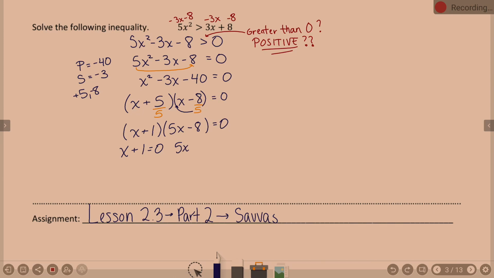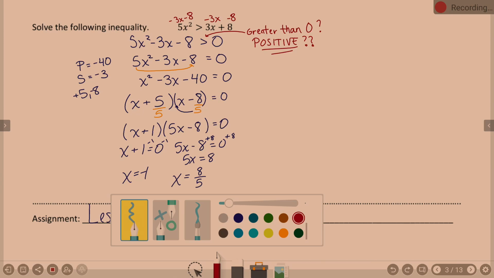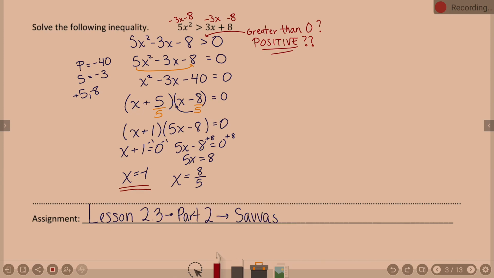If it's x plus 1, we're going to have x equals negative 1. If it's 5x minus 8, then 5x equals 8, so x is 8/5. What are this negative 1 and this 8/5? X-intercepts, right? These are the zeros, the x-intercepts. Good.